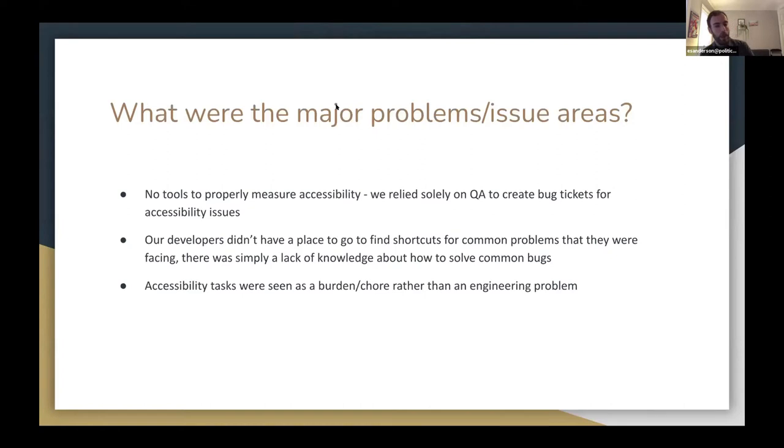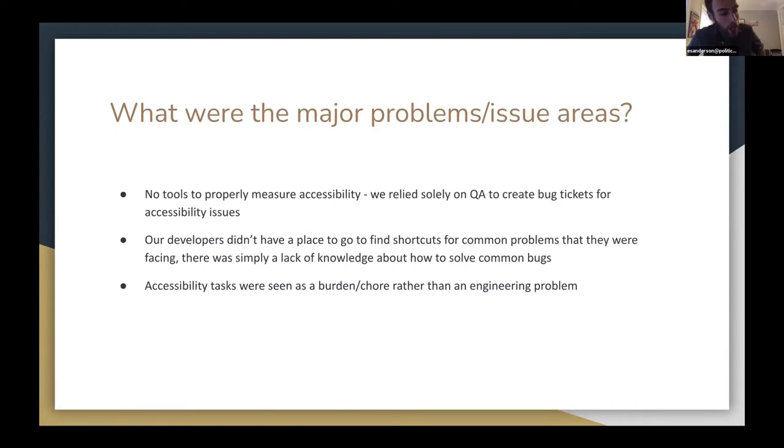resonates with you. So what were the major problems and issue areas that we faced? The big one for us, we did not have the tools to properly measure accessibility. So our entire worldview of how accessibility was parsed to us was through QA tickets, meaning it was purely reactive. And even beyond that, the means by which we assessed whether an accessibility ticket was complete or not were actually fairly inaccurate and not super standard.